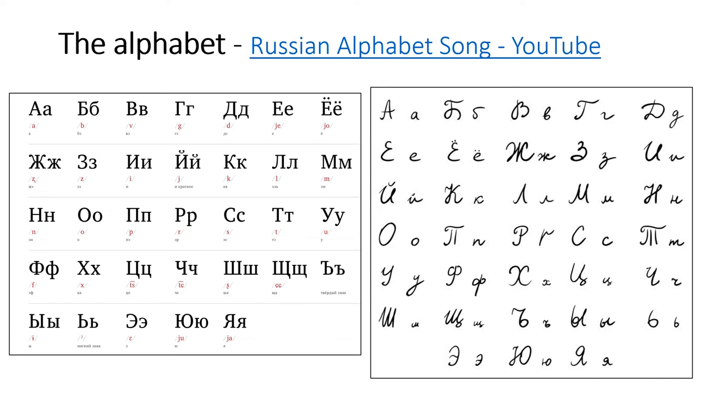Okay, so we've got А, Б, В, Г, Д, Е, Ё, Ж, З, И, Й, К, Л, М, Н, О, П, Р, С, Т, У, Ф, Х, Ц, Ч, Ш, Щ, Ъ, Ы, Ь, Э, Ю, Я.